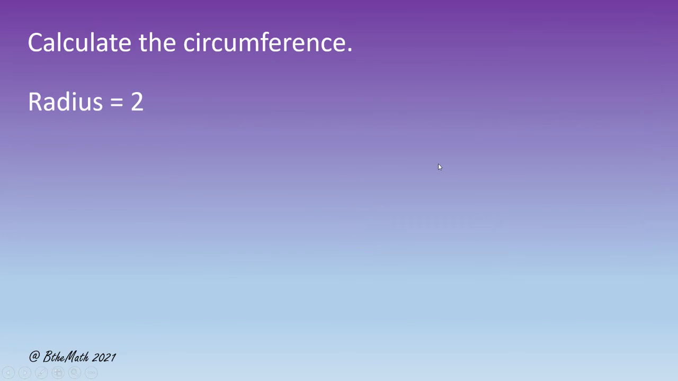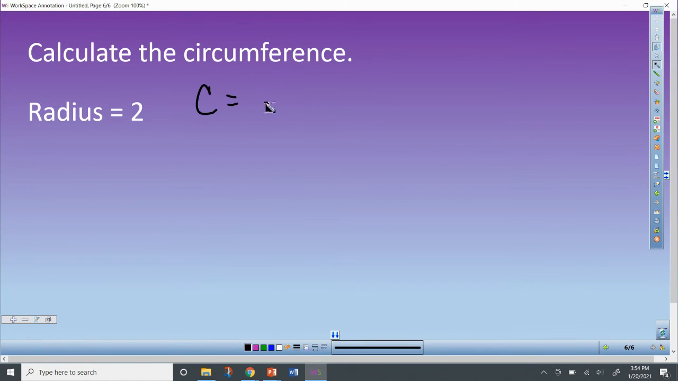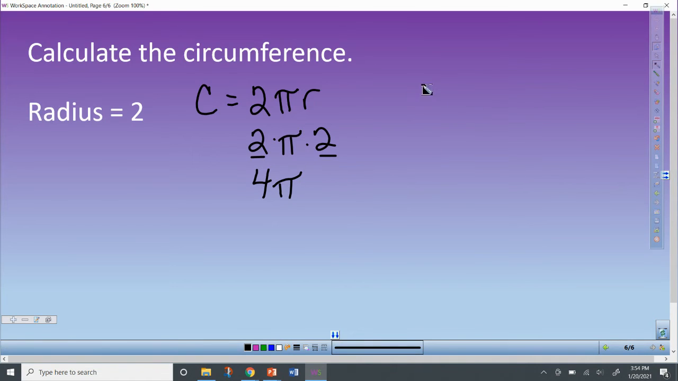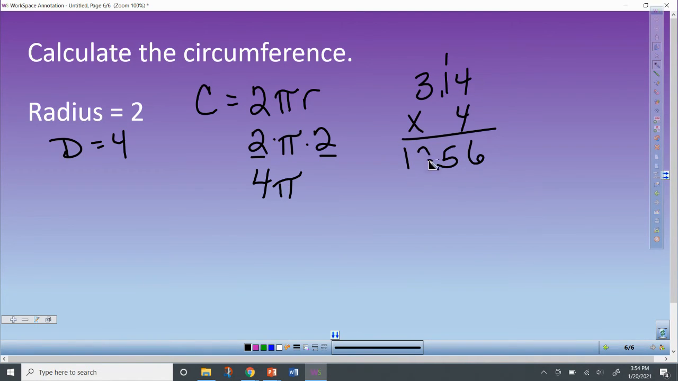All right, we have a radius of 2. C equals 2 pi r. So we would do 2 times pi times 2. So that's going to be 4 times pi. So we would have 3.14 times 4. And if you remember, a radius of 2 would give us a diameter of 4, and that takes you back to the original formula, pi times the diameter. So we get 12.56.